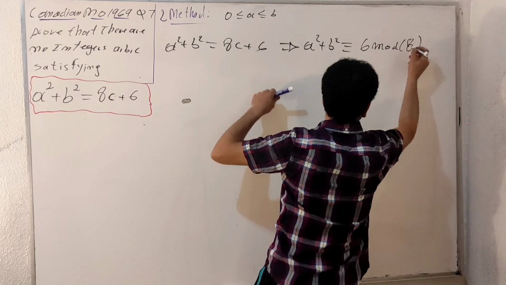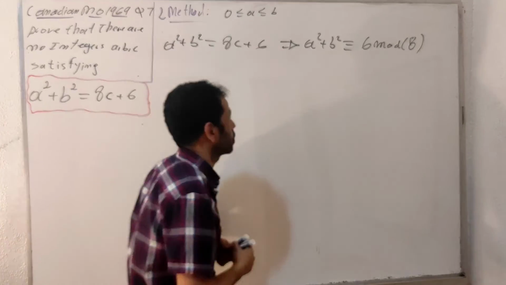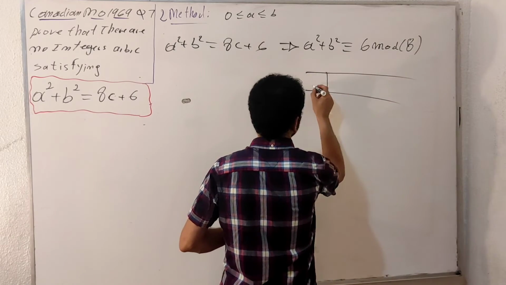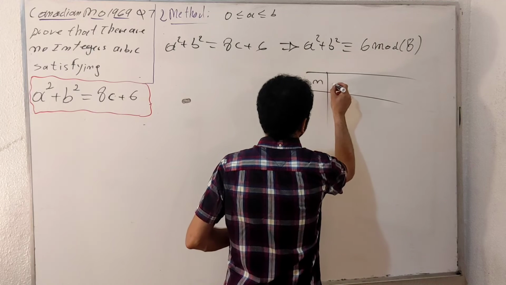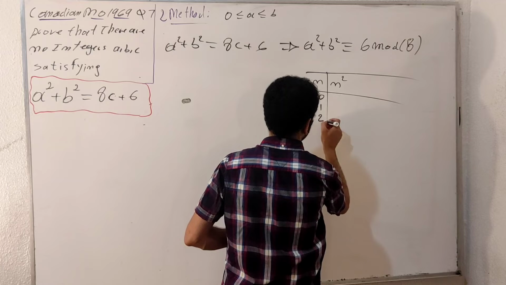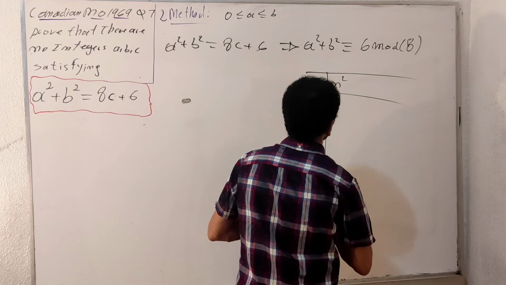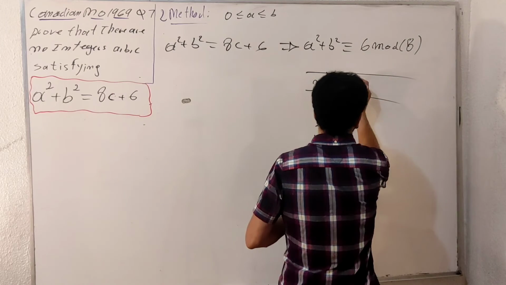Okay? So I'm simply going through a quicker chart. Let's take the following values. We have n and n squared. We have the following values 0, 1, 2, 3, 4, 5, 6. Okay, like this. Okay? So I'm going to reduce this one to mod 8.